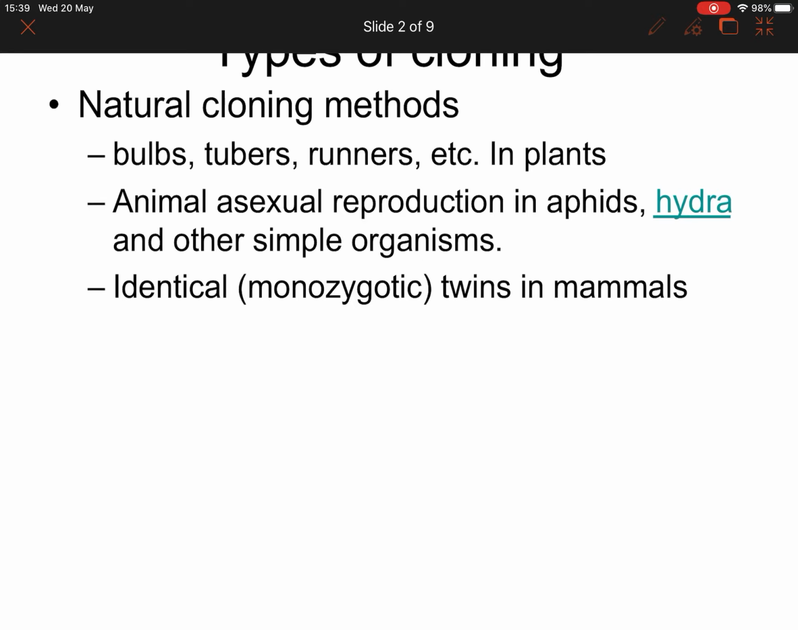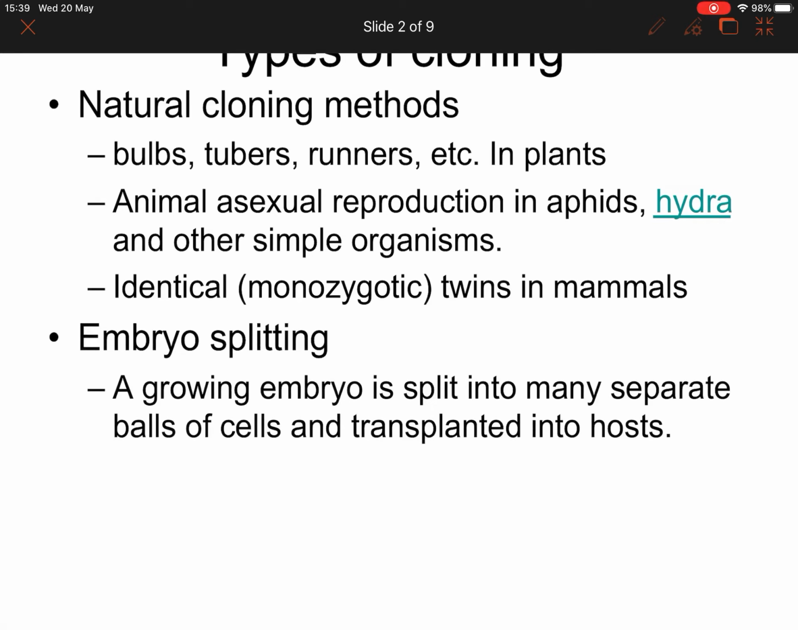In this presentation, I will be talking about the different ways in which mammals can be cloned artificially. Now, so far we've looked at natural cloning methods. In plants, for instance, we've looked at bulbs, tubers and runners, and also how plants can be artificially cloned using cuttings. We've also looked briefly at animal asexual reproduction in some simple animals like aphids and hydra, and also the cloning that takes place naturally when twins or triplets are produced and they are genetically identical to each other. But now we're going to look at the two artificial methods that can be used to clone mammals.